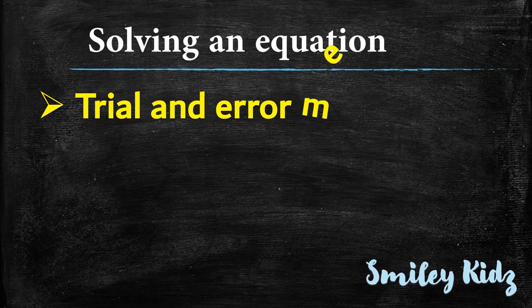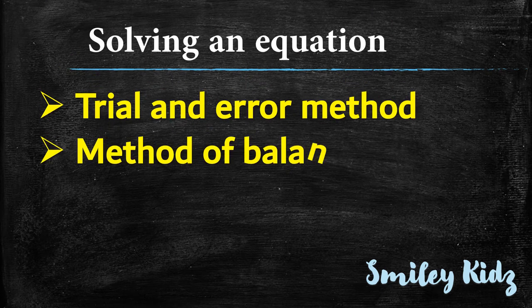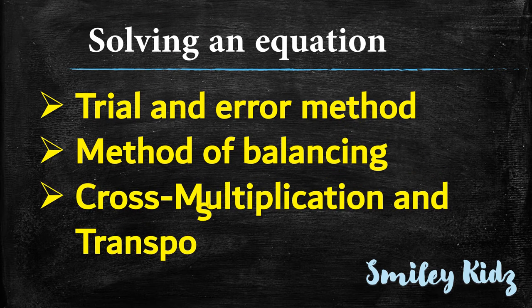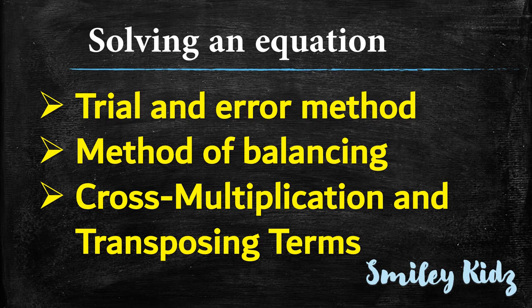Solving an equation can be done with three methods. First method is trial and error method. Second method is the method of balancing. These two methods we have discussed in the previous videos. In this video, we are going to deal with the topic cross multiplication and transposing terms.